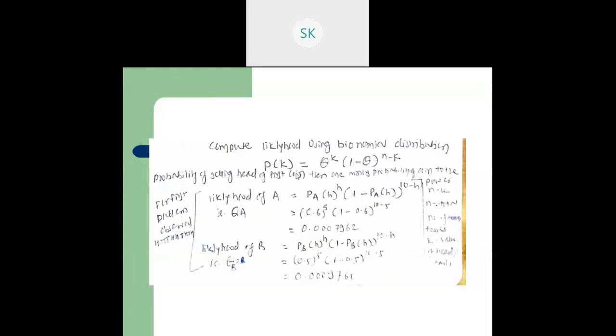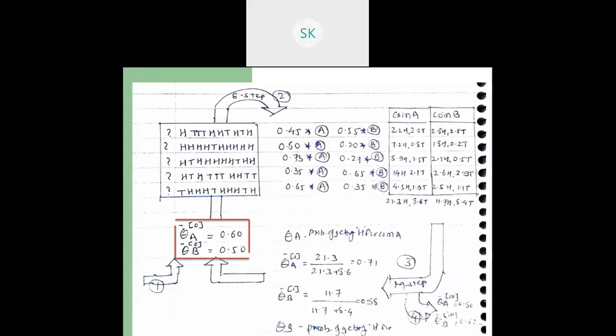Now compute the likelihood using the binomial distribution. The first step we have done. Looking at this slide again, this is our assumption, which is the first step. We started with some assumption on the problem, which was discussed at the start. Then comes the estimation step.